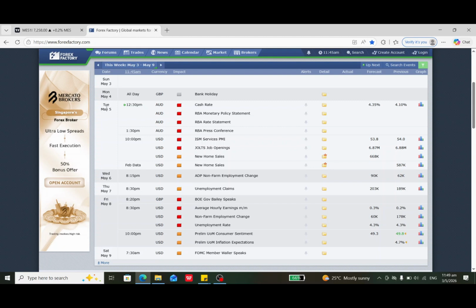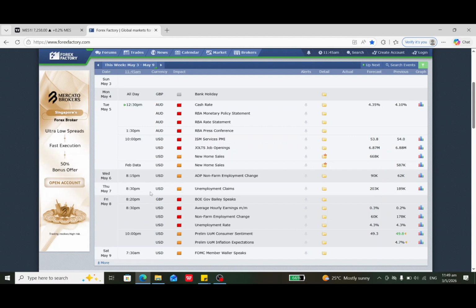For the Aussie, on Tuesday, 5th of May, 12:30 p.m. Singapore time, they have the cash rate and the monetary policy statement. So I will take a look at the Aussie 200 after this news. Probably I will be trading Aussie 200 after Tuesday's news. So it's the London session, and I will start monitoring the London session and the US session onwards.